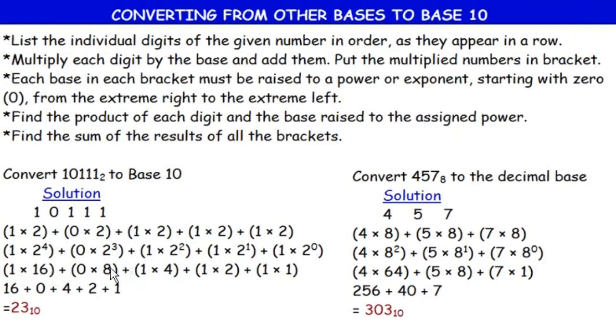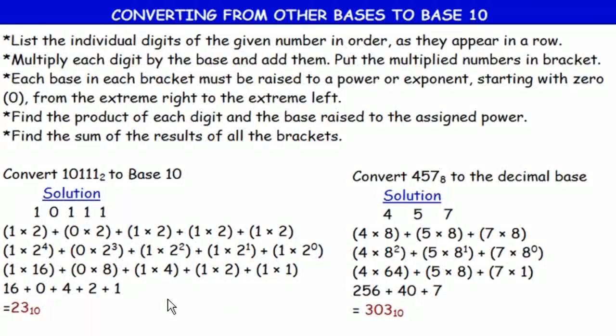So from here we can simply multiply. So what is 1 times 16? The answer is 16. 0 times 8 is 0. 0 times any number is 0, right? 1 times 4 is 4. 1 times 2 is 2. 1 times 1 is 1.